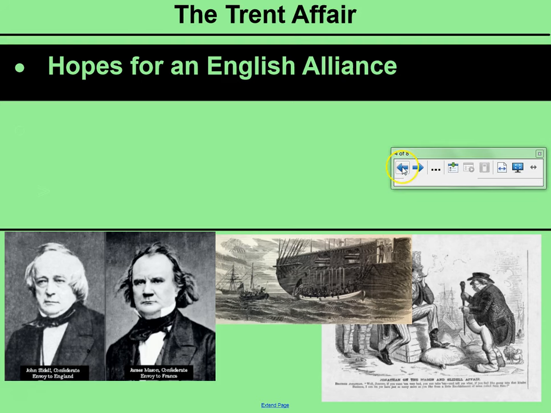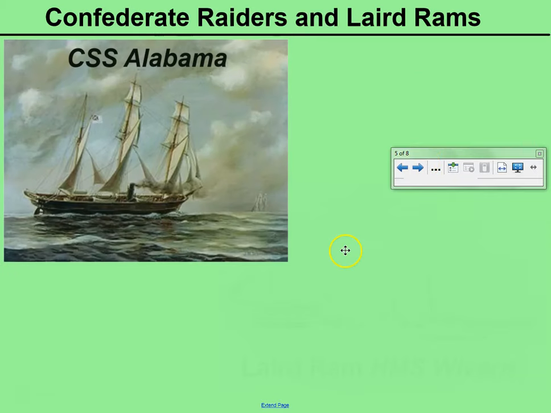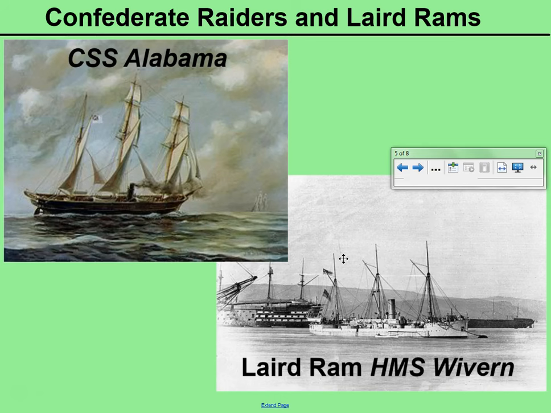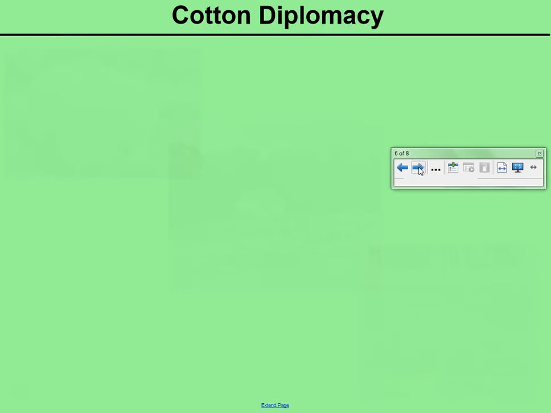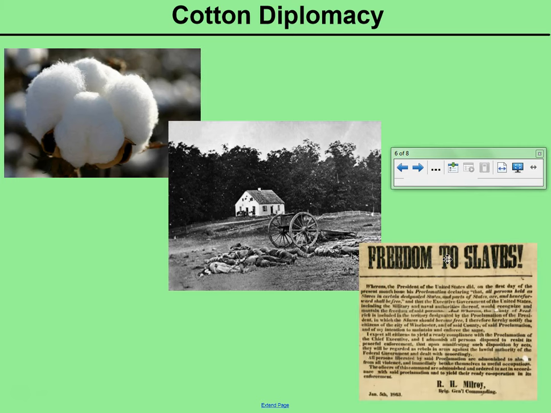Lincoln's calm, cool demeanor avoids some major hostilities in the Trent affair. The Alabama is successful, but only for a limited time. The Laird Rams are never even sold to the Confederacy, and we just went over the big points how cotton, the war effort, and the Emancipation Proclamation impact this as well.